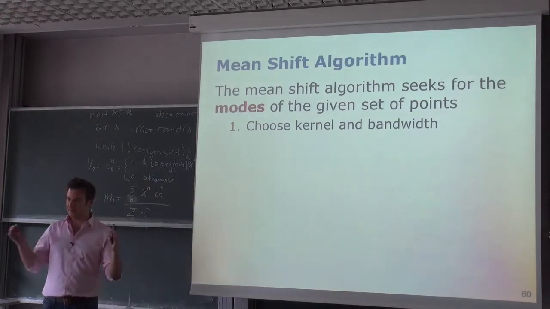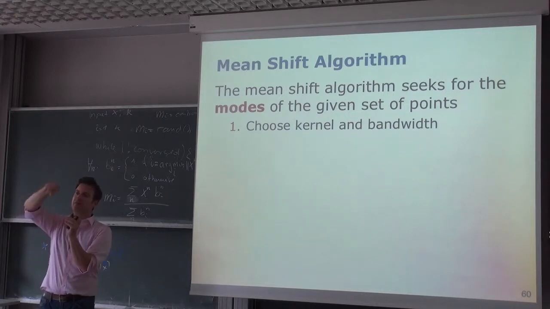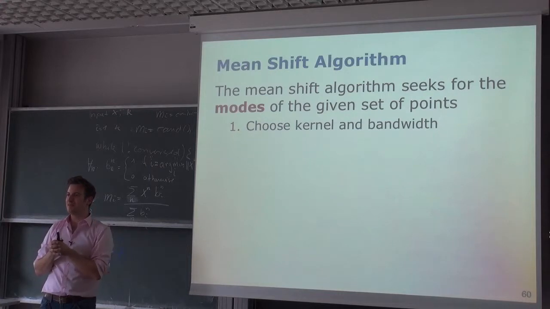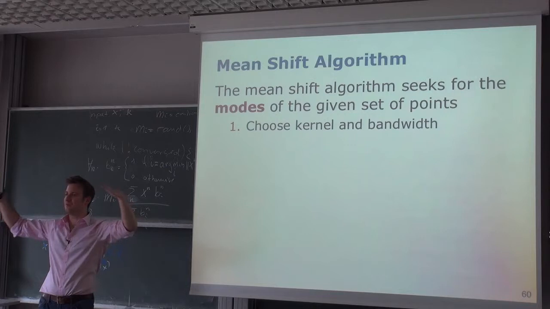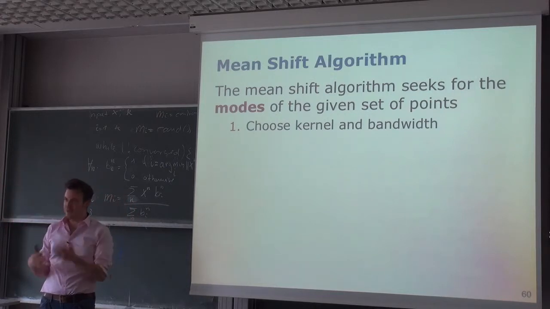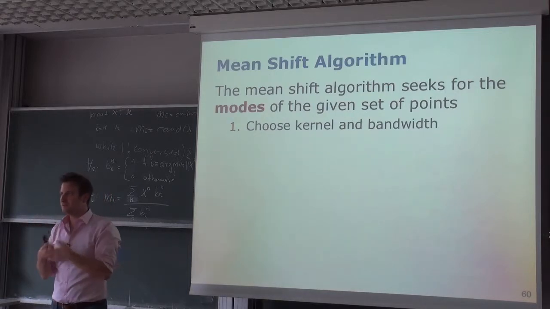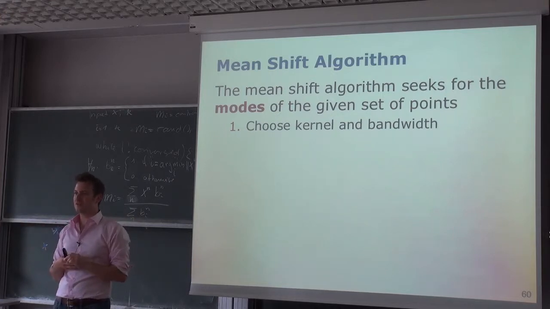If I make this area too small, every point, or all those points, give an individual mode. If I make them too large, most of them would actually be merged into just one big mountain. And I need to have some user input on what is similar, so to which non-probability distribution do these points actually correspond?